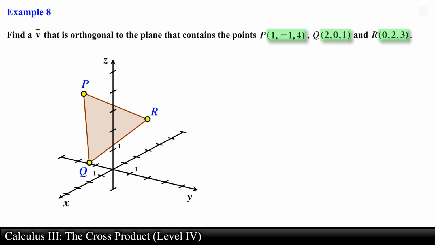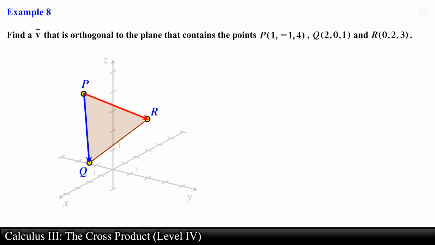In order to find a vector orthogonal to this plane, we need 2 vectors that are located on this plane, and compute the cross product with them. So our first task is to find 2 vectors that are located on this plane. We can easily do this by using the given points. Let's find the components of the vector formed by points P and Q first.